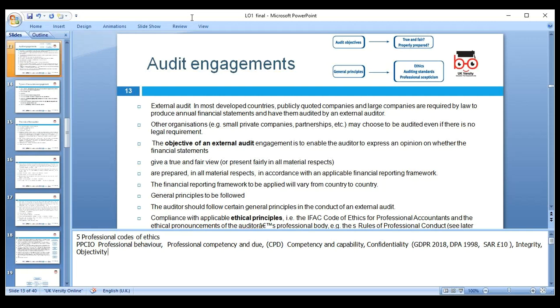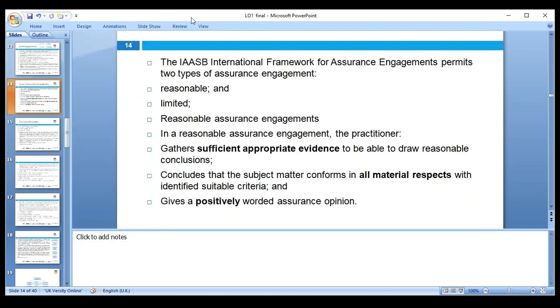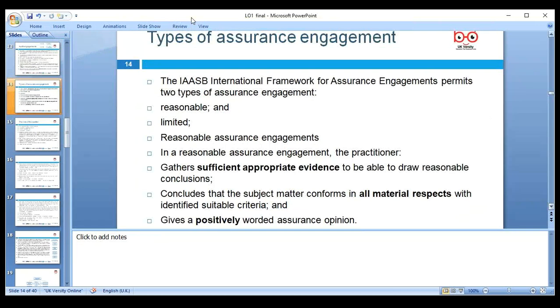Yes. So the International Federation of Accountants normally, and the IFRS is a member as well. Yes. A professional system by which we can recognize whether the financial statements being audited may be materially misstated. So we need to give the true and fair view. Yes. Always we need that. Okay, we have the International Auditing and Assurance Standards Board. It's the framework for assurance engagements, for which there is reasonable and limited assurance engagement, with sufficient appropriate evidence. Yes, we need to conclude and confirm in all material respects, with a positively worded assurance opinion.